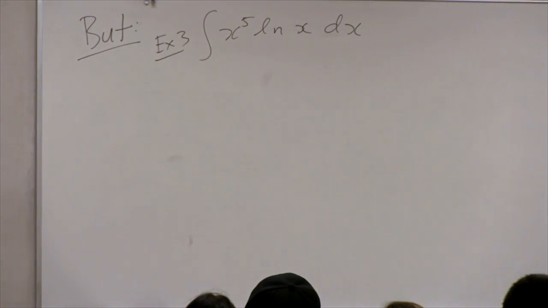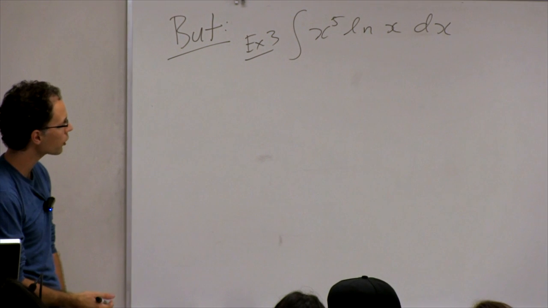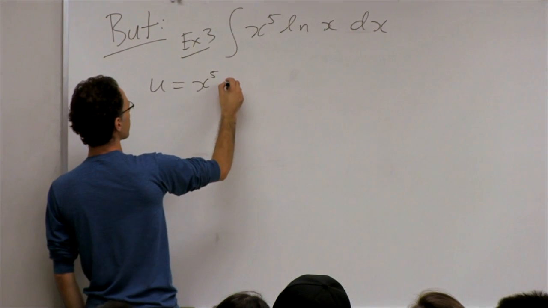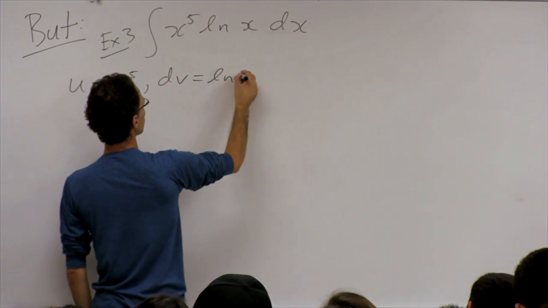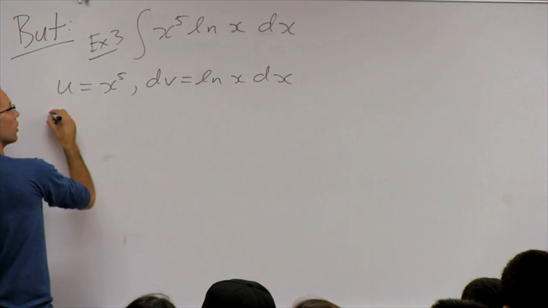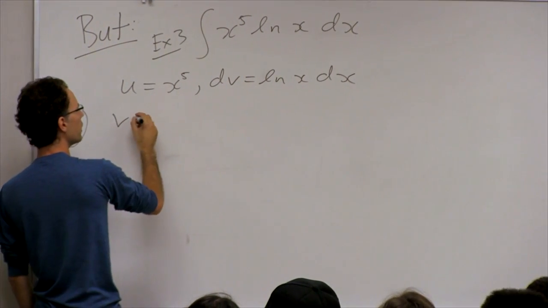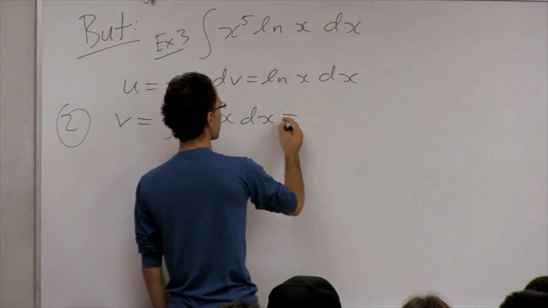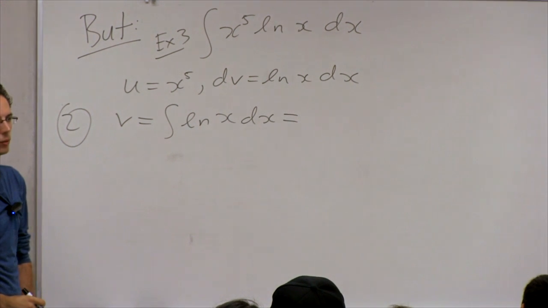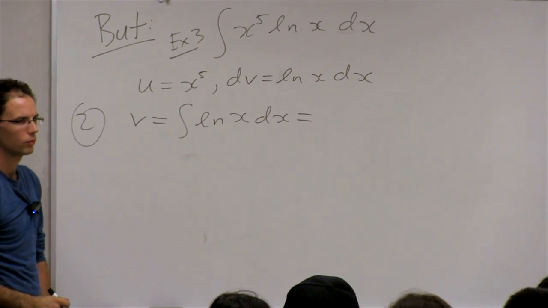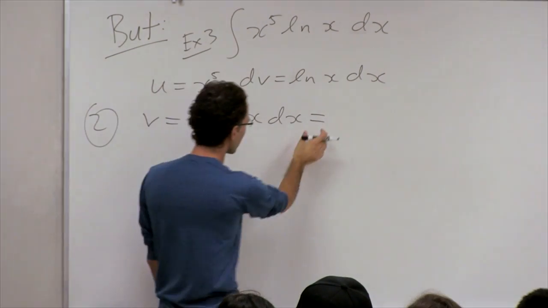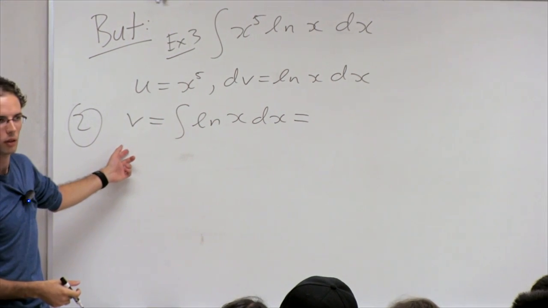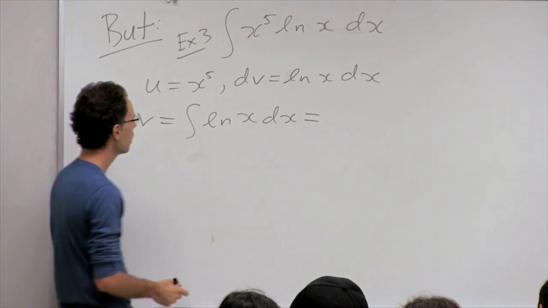Okay, why did I write but here? Well, let's use integration by parts, but with the standard choice. u is x to the fifth, dv is natural log x dx. And then if we compute in step 2 what v is, it's the integral of natural log of x dx, which is, well, I don't actually know what it is. Well, okay, I know what it is, I think. Some of you may not know what this is, and you'd be stuck at this point, because you can't proceed any farther. You don't know a closed form expression for v.